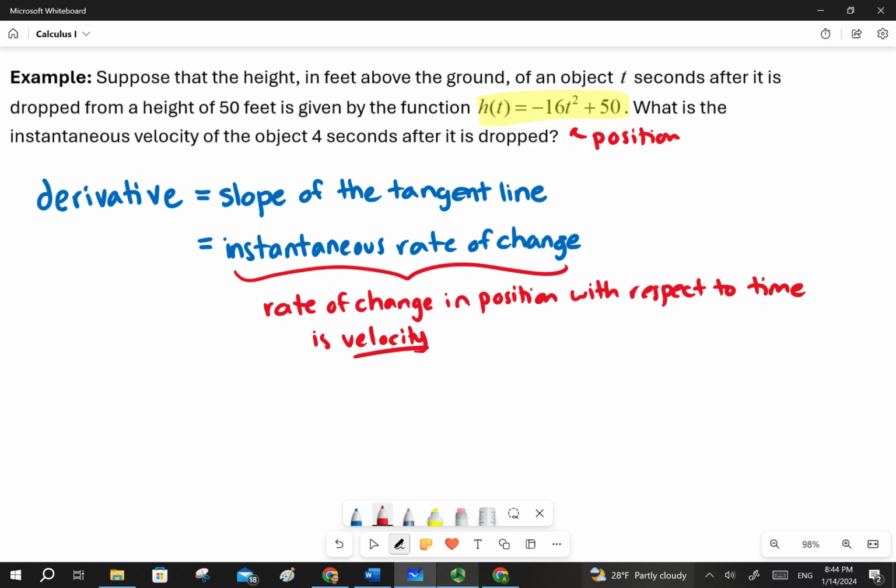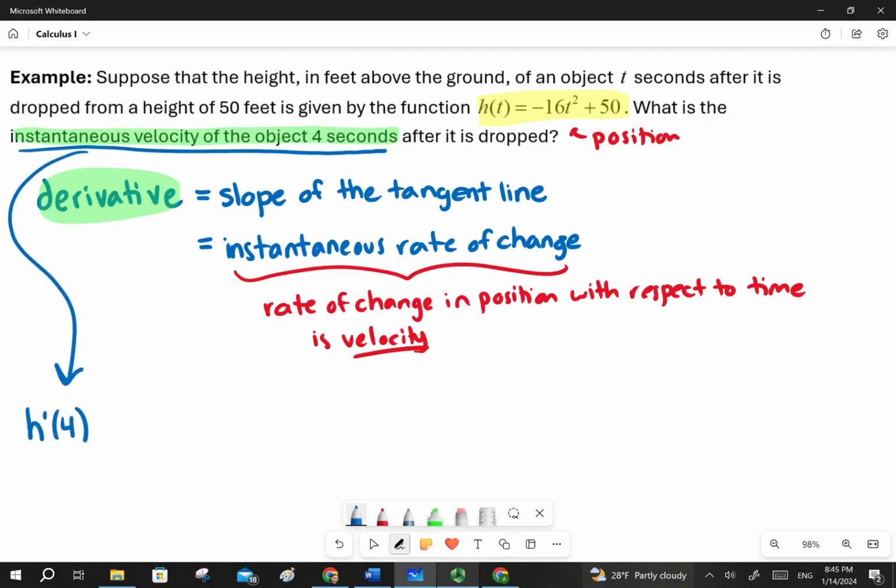Think about the example of a car driving a distance in miles. The rate of change is the speed of the car in miles per hour. So to handle this particular problem, if we want to know the instantaneous velocity after 4 seconds, we need to find the derivative of h of t at 4 seconds. In other words, we need h prime of 4.